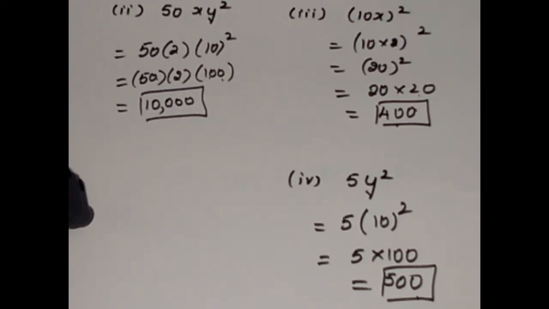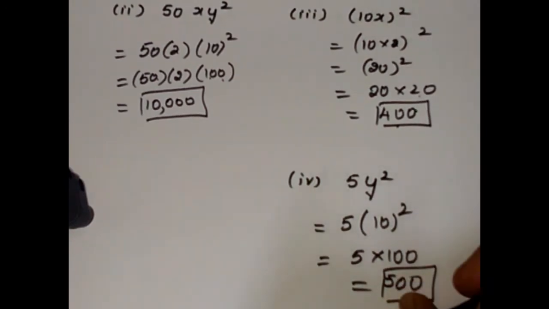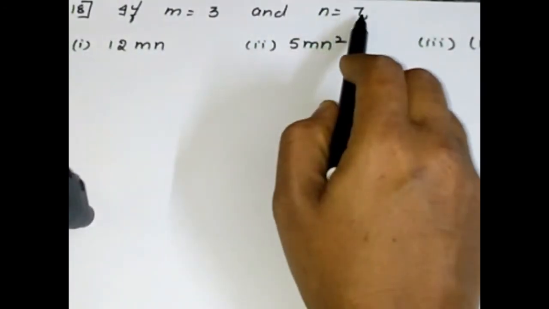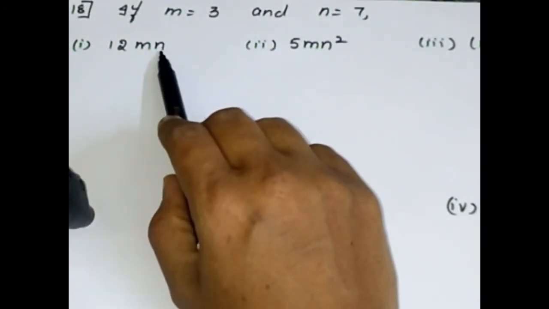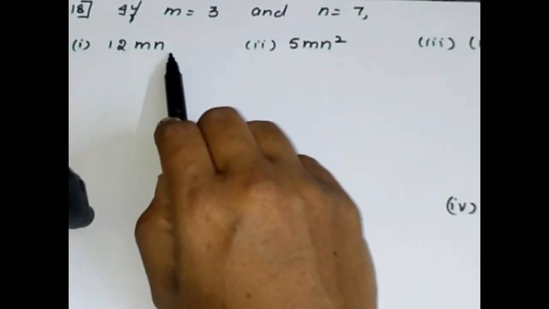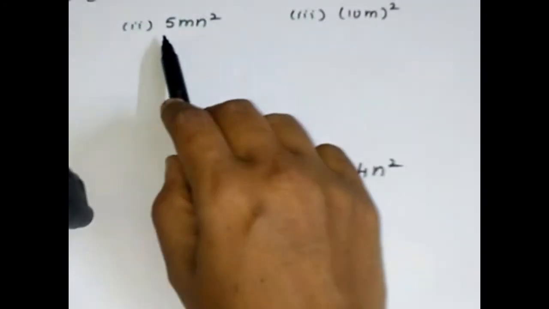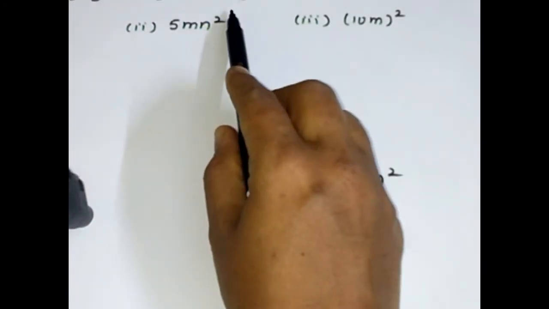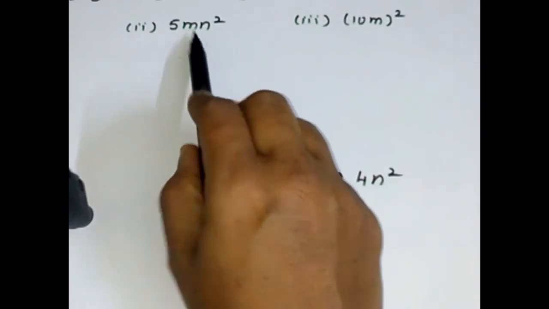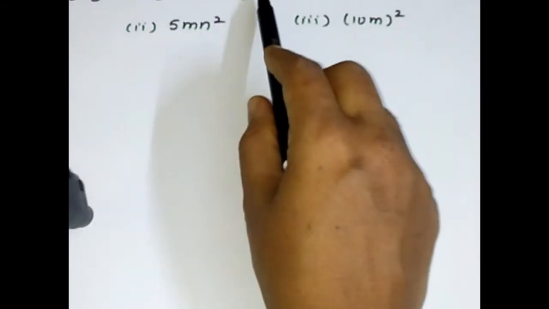If m is equal to 3 and n is equal to 7, evaluate 12mn. So in this case, what you need to do? In the place of m, you have to replace 3. In the place of n, you have to replace 7. Find out the product, 12 into m into n. Next, second problem, 5mn whole square. In the place of 5, you keep 5, substitute m as 3 and n as 7.